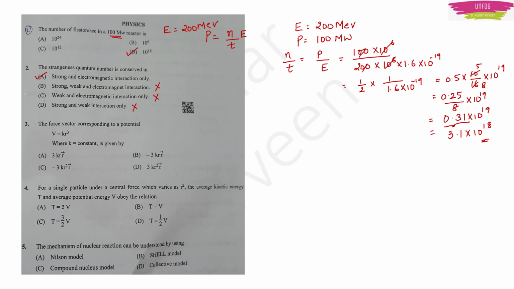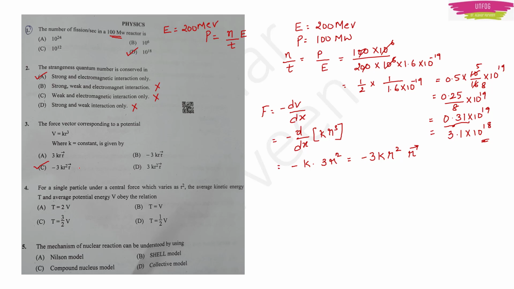Now moving to the third question. The force vector corresponding to potential V equal to k r cube is given by. They have given you the value of potential, where k is the constant. You have to find force. We know that force is equal to minus dV by dx. Just to differentiate it, minus d by dx of, sorry, it is dV by dr, not dV by dx. So this will be equal to minus k into 3r square. So minus 3kr square is the right answer. Now here vector r is giving the direction of the force. So your option C will be the right answer.